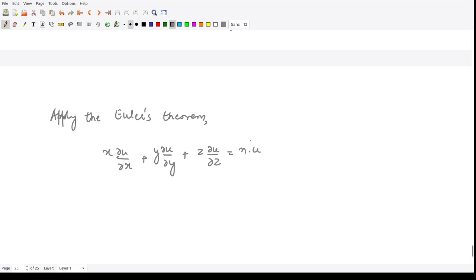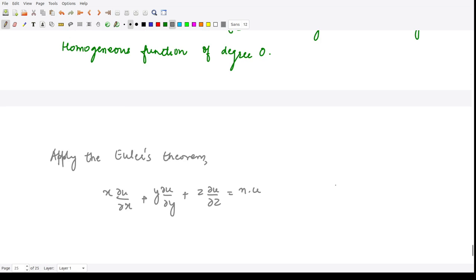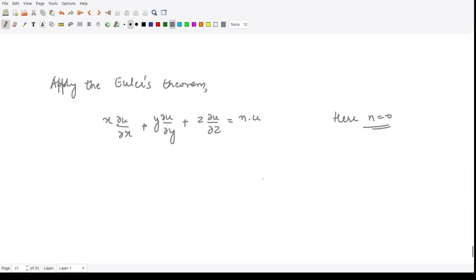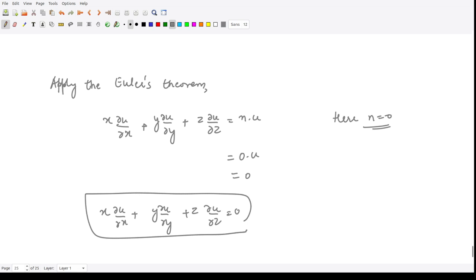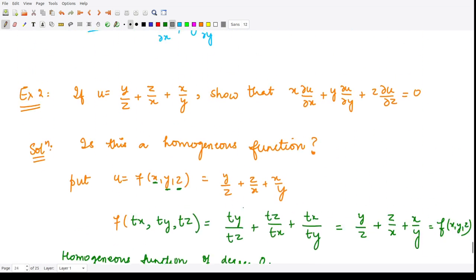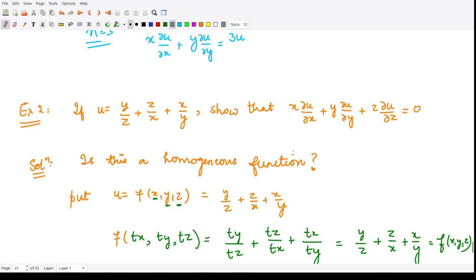And what is the degree over here? Here n is equal to 0 because this is of degree 0. Therefore, this quantity is equal to 0 into u, which is equal to 0. Therefore, we have x into del u by del x plus y into del u by del y plus z into del u by del z equal to 0. So this is what we were required to prove.